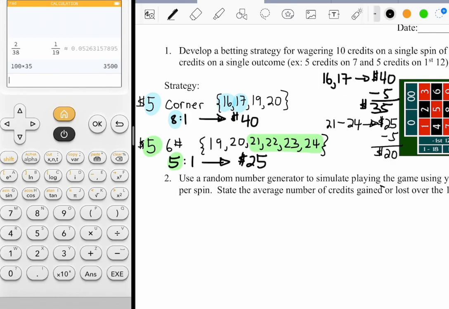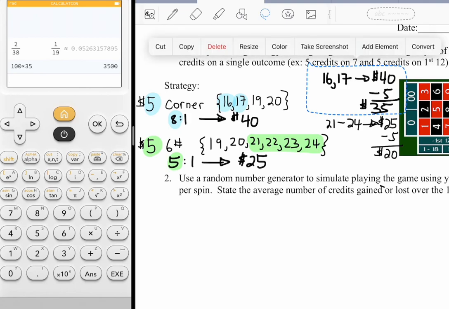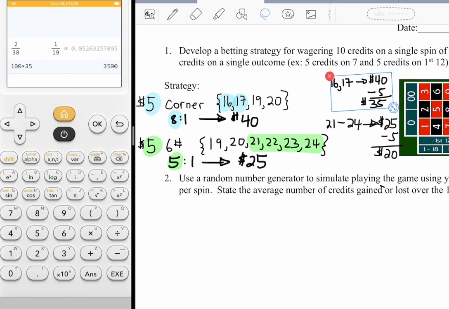Now, only in comparison, it's really not that bad, right? If you think, okay, well, if I win, I'm only going to win $20 as opposed to 25. You're probably being a little too hard on yourself. Let's just put it that way.